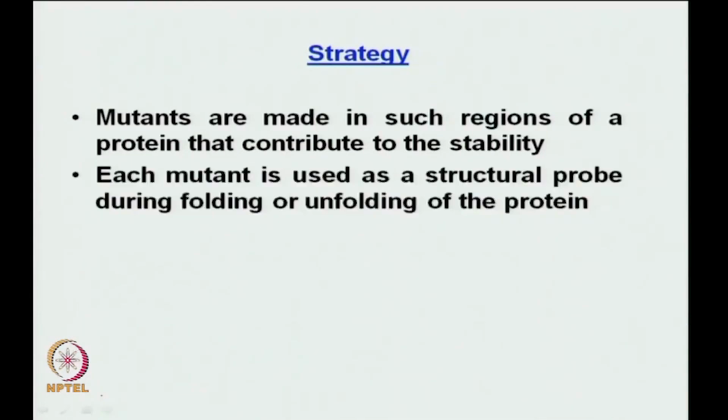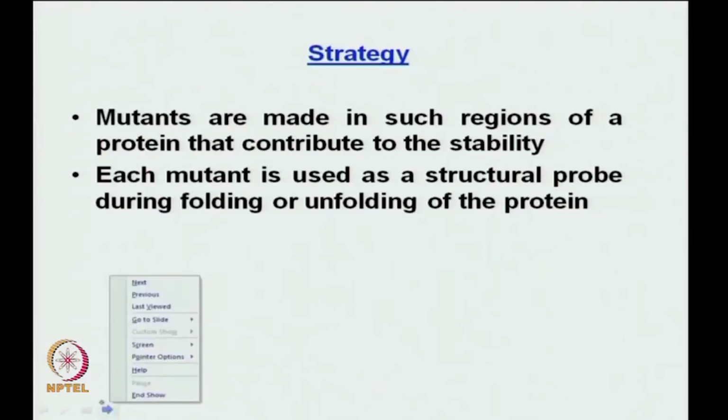Then now, each mutant is used as a structural probe during folding and unfolding of the protein, that is what I said. That means, if you would be doing the kinetics, I will show you later, you can look at the folding arm or the unfolding arm, and you will be able to figure out to what extent this amino acid is affecting this arm or that arm. Now, wait for that one.